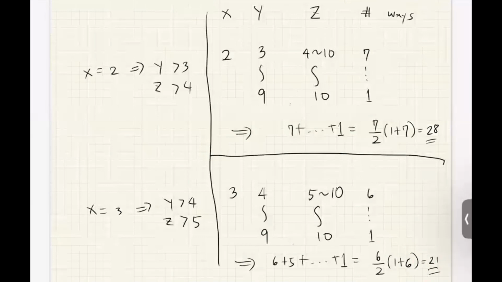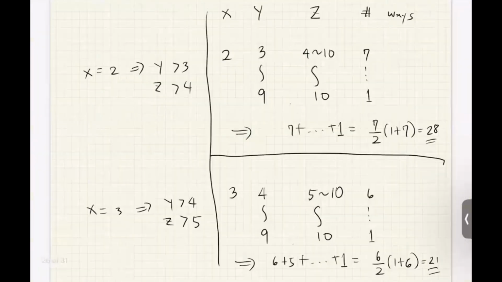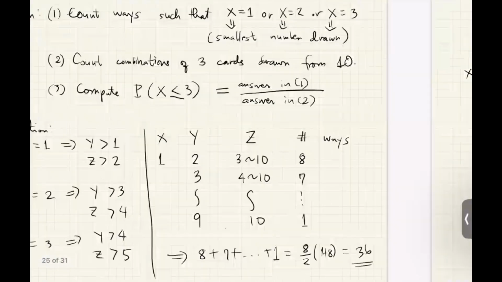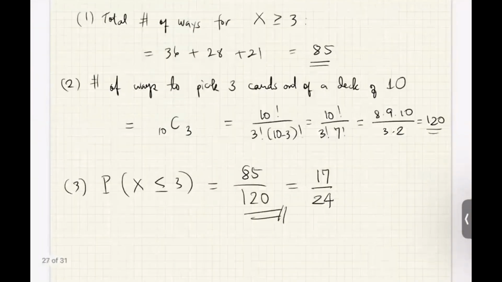Okay, now we can just add them up. We get 36 here, 28 and 21. You add them all up, that's going to be the number of all possible events where x is either a 1, a 2, or a 3. And remember, x is just the smallest card. You add them up, and you're going to get 85.